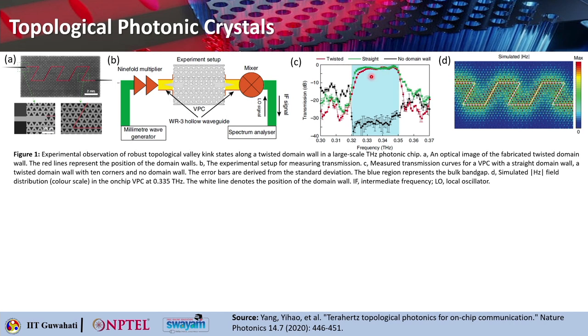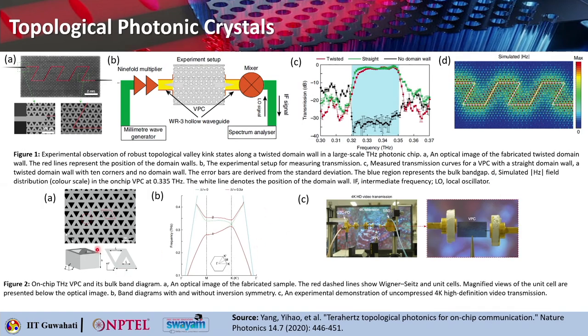case. But in the case of straight and the twisted, both show similar performance. So that is where photonic crystals are very useful. Topological photonic crystals are very useful for making these high channel waveguides.